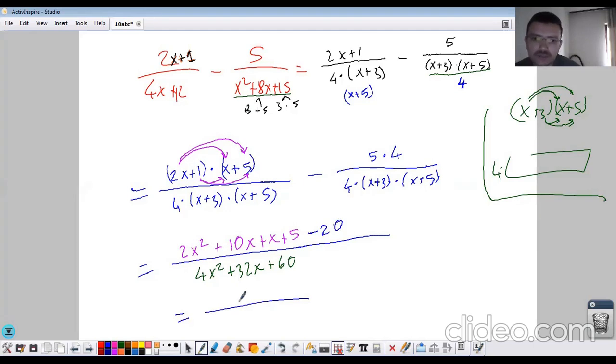There is no other x squared. It's 2x squared up here. And 10x plus x makes 11x. And plus 5 minus 20 makes minus 15. And in the denominator, 4x squared plus 32x plus 60.